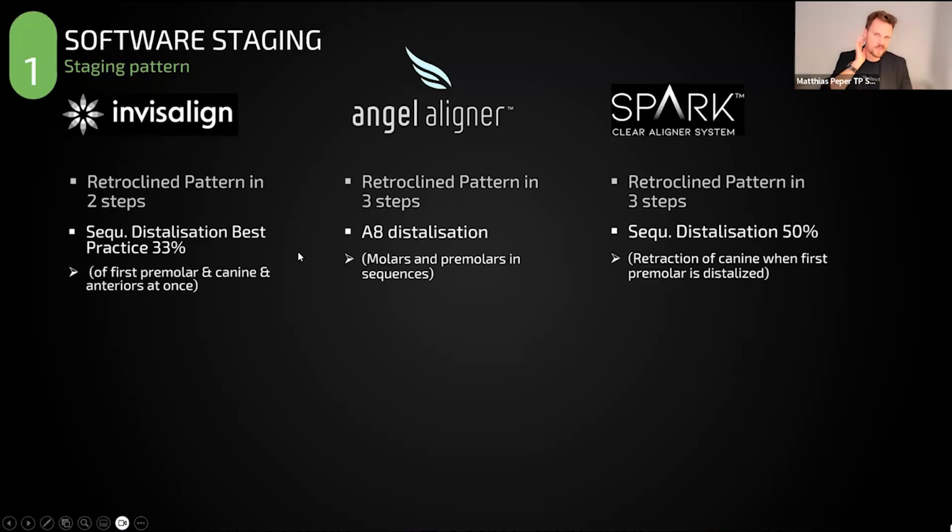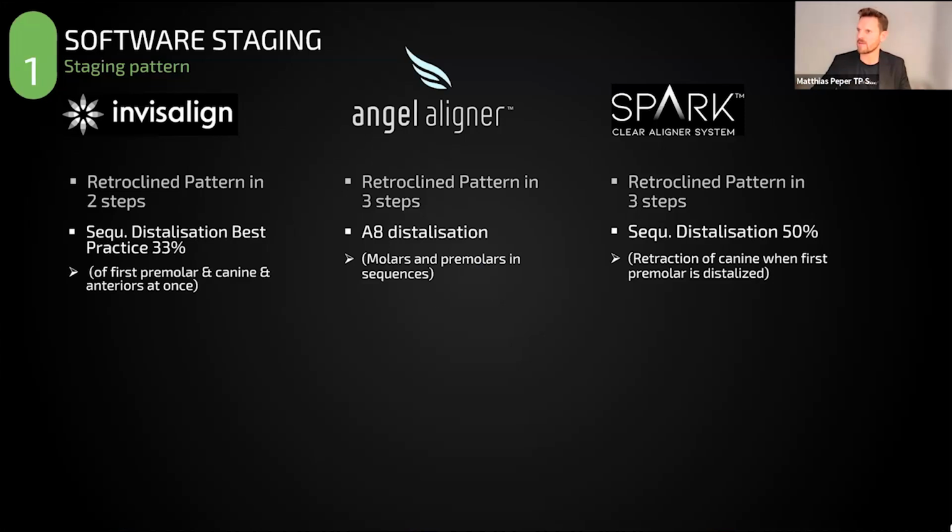When it comes to distalization, we all know that we have the semi-sequential distalization, 33% for Invisalign. That's the default protocol from Invisalign. So we always change that to 50% distalization. For Angel Aligner, it's called differently. They call it A8 distalization. Molars and premolars are moved more in sequences.